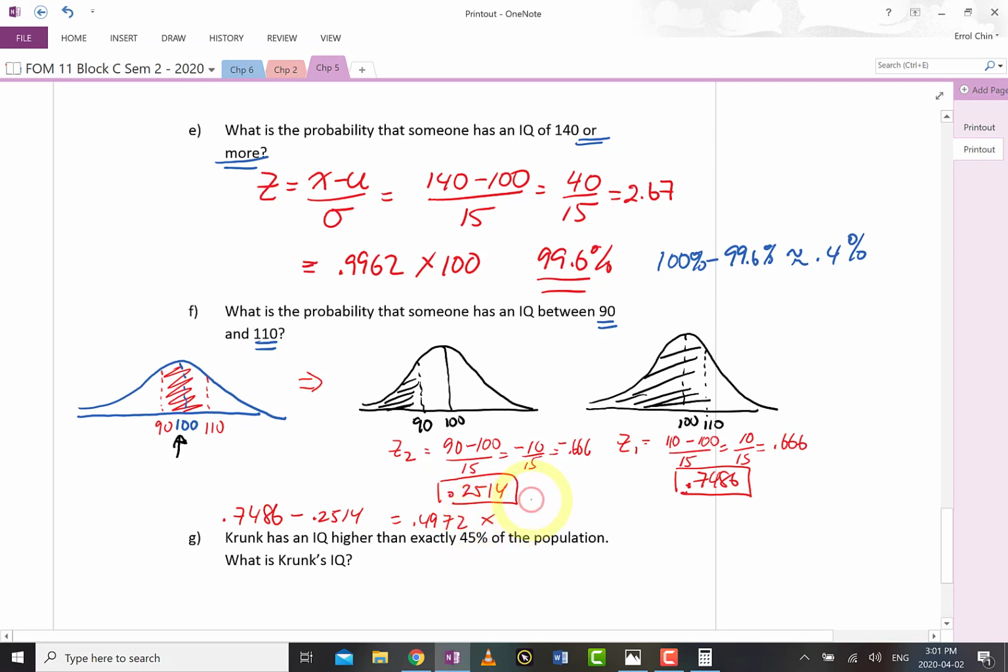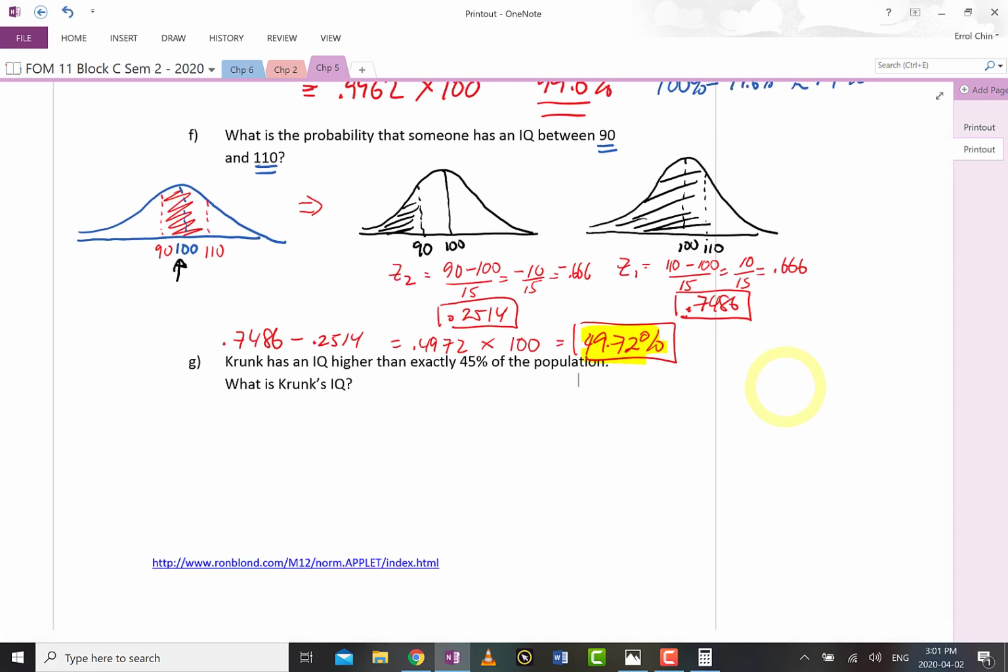Now, if I want to know the percentage of the population, I'm going to multiply by 100, and that gives me 49.72%. Now, what does that mean? I'm going to highlight this one because this is my final answer. It means that the probability of finding somebody that has an IQ on the low end of 90 and an IQ on the high end of 110, well, that's about 50% of the population.